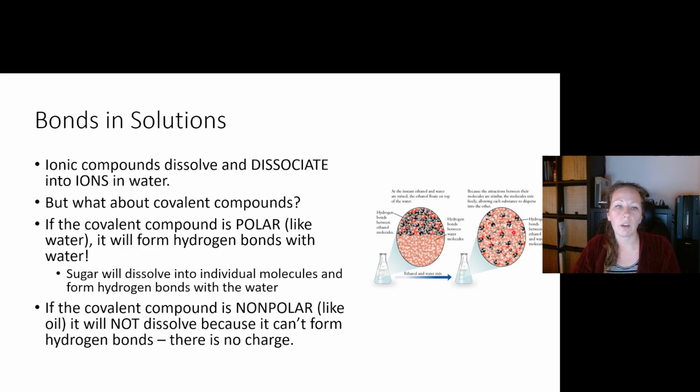Now, if the covalent compound that we are mixing with the water is nonpolar, like oil, for example, it won't dissolve. That's because it can't form hydrogen bonds. There is no charge for the partial charged areas of the water to bond with. And so that is why with oil, it will just completely separate based on the density, and they won't ever fully mix.